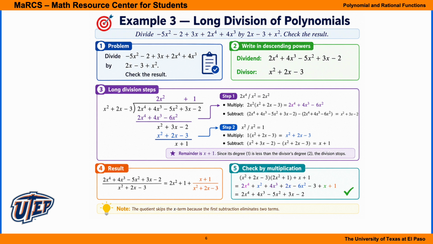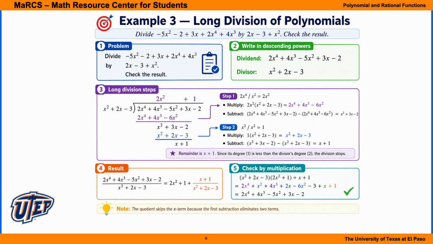So upon subtracting those terms, the 2x to the power 4 and the 4x cubed cancel out, and negative 5x squared plus 6x squared gives us x squared. So now we can bring down the 3x term and the negative 2. Now we can divide x squared by x squared, and that'll give us 1, so we can multiply that back by the divisor, and we're left with x squared plus 2x minus 3.